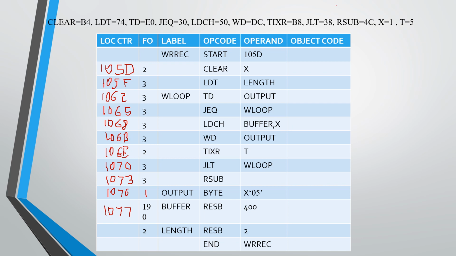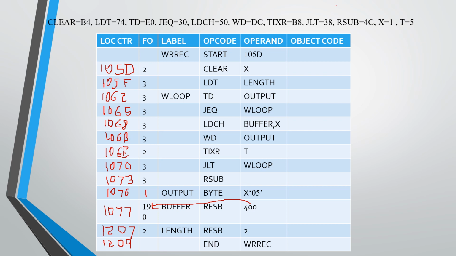So this reserve byte has 400 as its operand. We'll convert it to hexadecimal and we'll get 190. So the hexadecimal value of 400 is 190. We'll add it to 1077. We'll get 1207. Here we'll add 2 for this, and we'll get 1209. So this is the location counter.